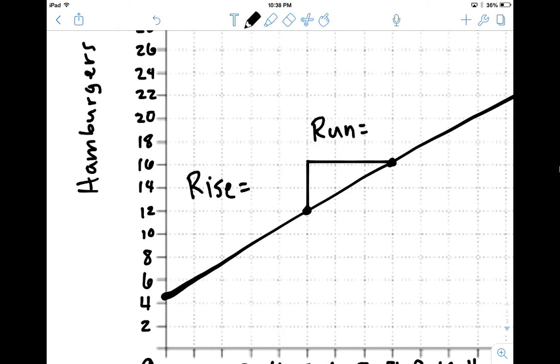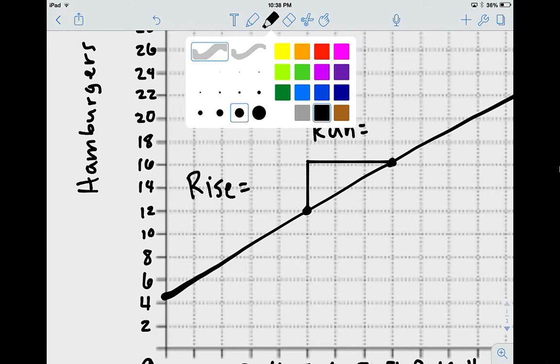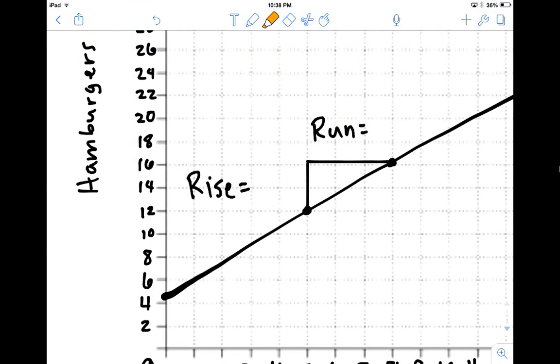Now my rise I can count. It's 1, 2 spaces. You might want to count and say that it's 2, but it's not 2, because you have to look over here and see that we're counting by 2s. So really, this is from 12 up to 16, which is 2, 4 spaces. So my rise is 4.